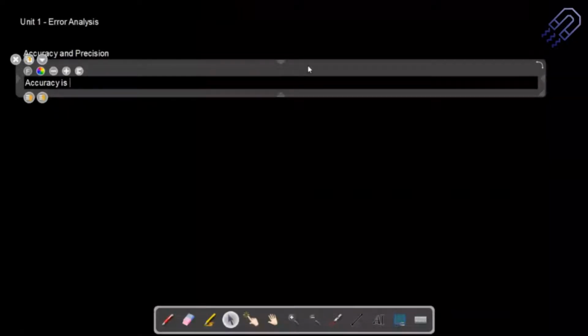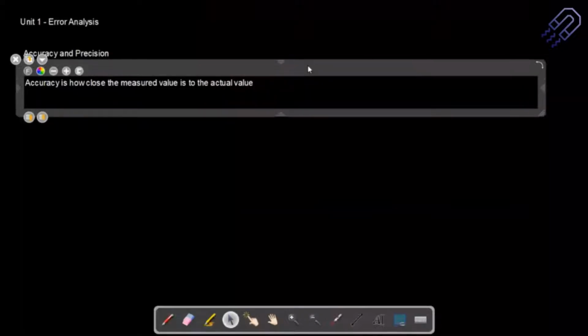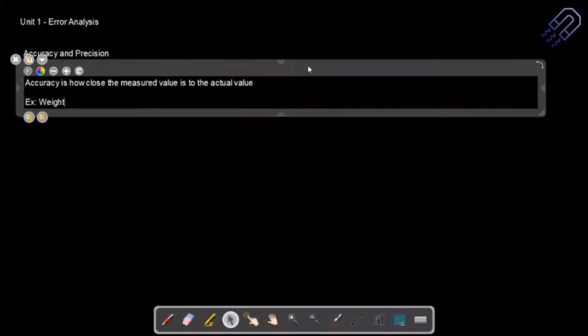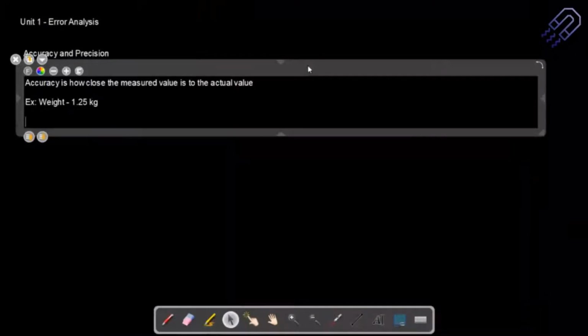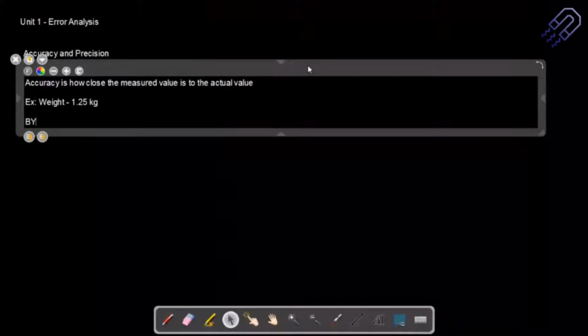So accuracy is how close the measured value is to the actual value. So let's say you are actually doing some kind of measurement, okay? Let's say you are taking some weight, okay, and let's say the weight is 1.25 kg, okay? Let's say this is the weight that you are measuring, okay? And when you basically do a measurement by any kind of instrument, this is the actual weight, okay?